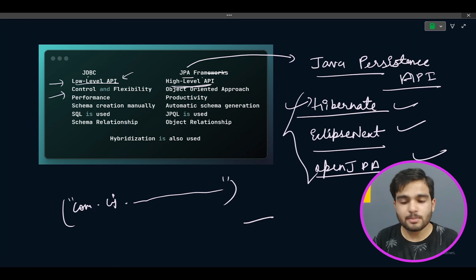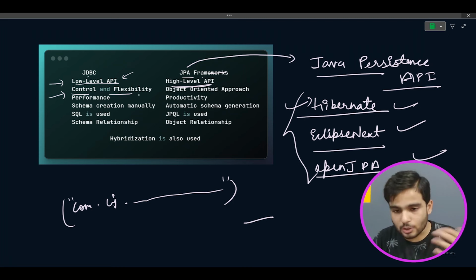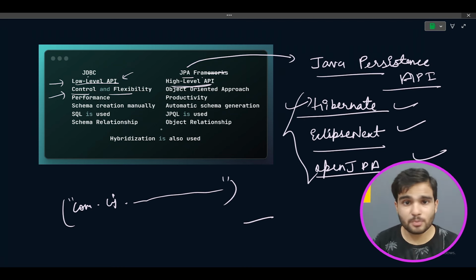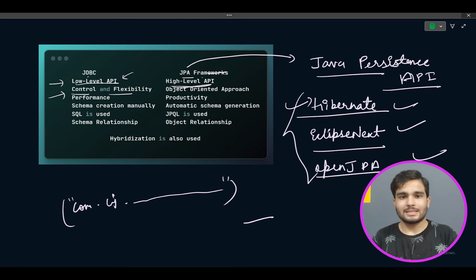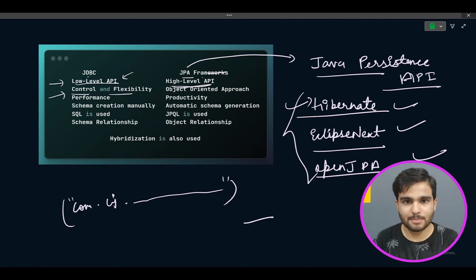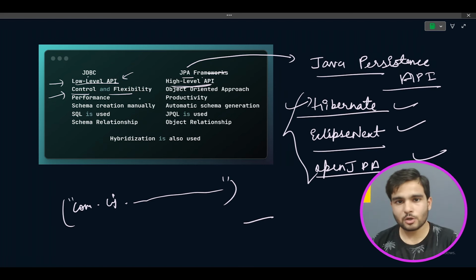If we talk about the second point for JDBC, it is controllable and flexible. Why is it controllable and flexible? As it is near to the programming language Java, there is no wrapper on JDBC. JDBC itself is a low level API. That's why there is no wrapper, and hence we can create SQL queries, even advanced SQL queries. JDBC is controllable and flexible.